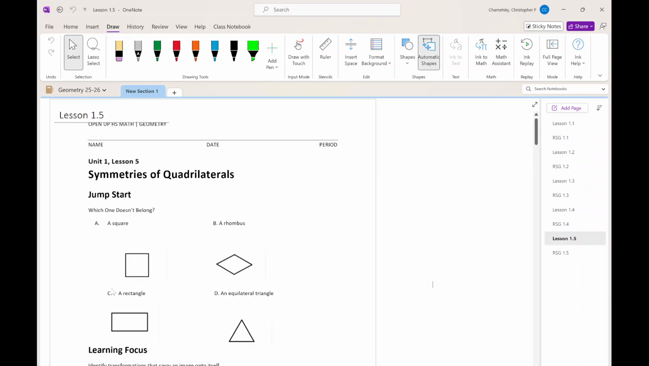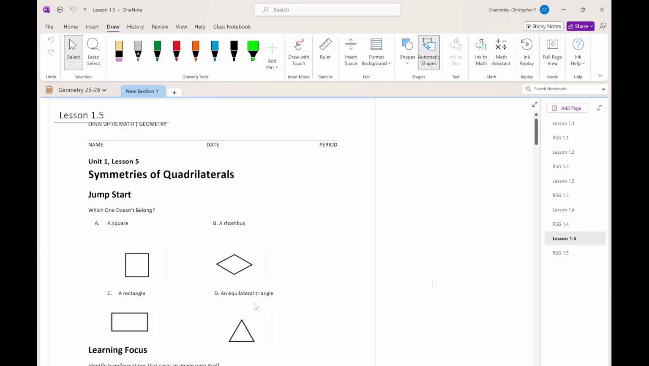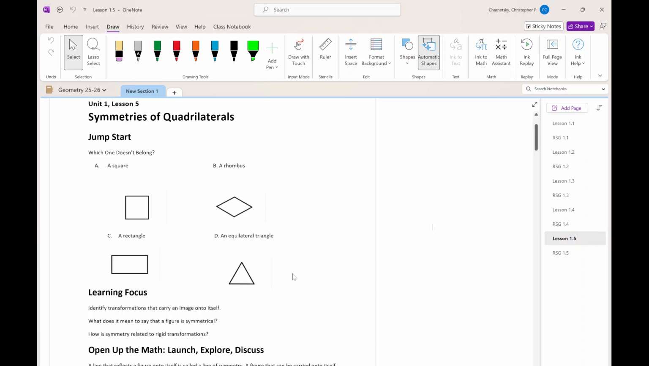And the fun thing about this exercise here is that if you think carefully, you could find a reason why all four of these would be the one that doesn't belong. Now the obvious one is D, the triangle, because it has three sides, while the others have four sides. But we could even come up with a different reason, like a less obvious reason.